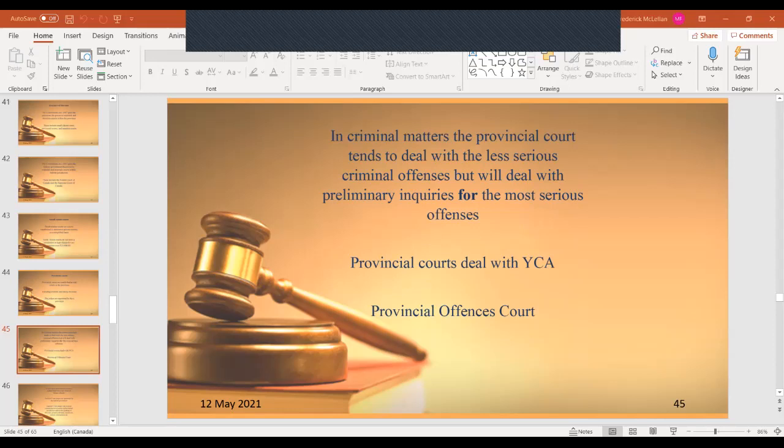All right. Again, in criminal matters, it's less serious offenses and preliminary inquiries. It also deals with, that should be the YCJA, so youth court is a provincial matter basically, and provincial offenses court, which deals with municipal infractions, speeding, highway traffic offenses. All of those are going to be dealt with in the provincial court criminal division.